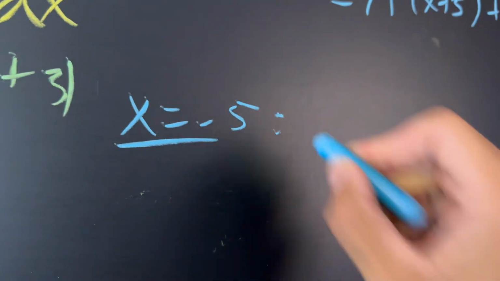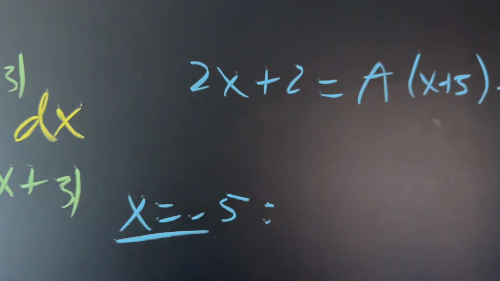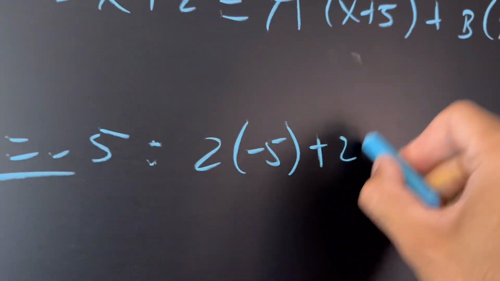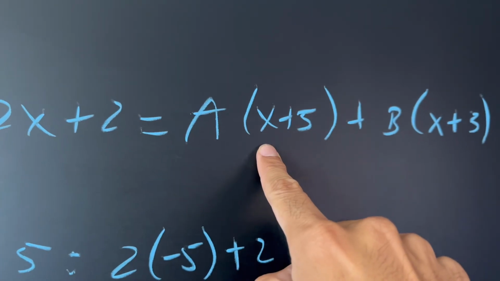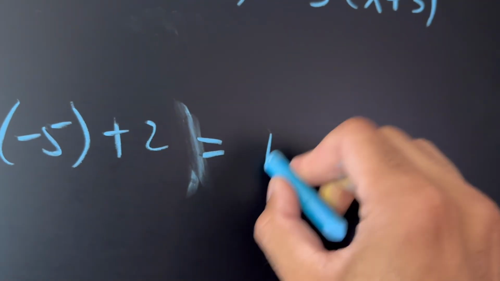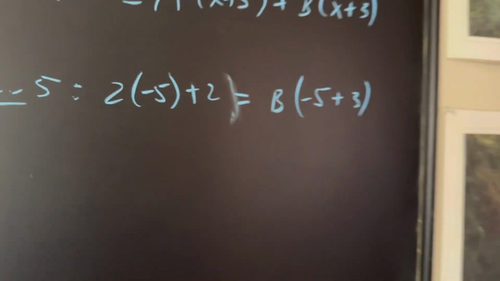That's a value that we're going to choose, and we're going to plug it in for every value of x. So we have 2 times negative 5 plus 2 equals, and then on this side, like I mentioned, this is negative 5 plus 5, which is 0, so this entire thing goes away. So we really just have b times negative 5 plus 3. Let's simplify this.